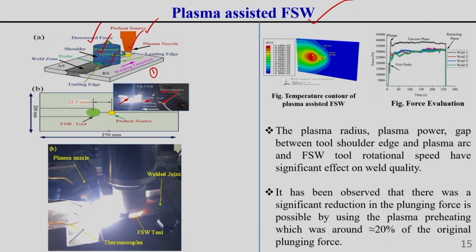From our research work, it is observed that by using the plasma assisted friction stir welding process, we can reduce the plunging force by around 20% compared to the conventional friction stir welding process. That means 20% is a very high amount of reduction in plunging force. So, due to this, many effects related to plunging force, like tool wear and tool life, can be significantly improved.